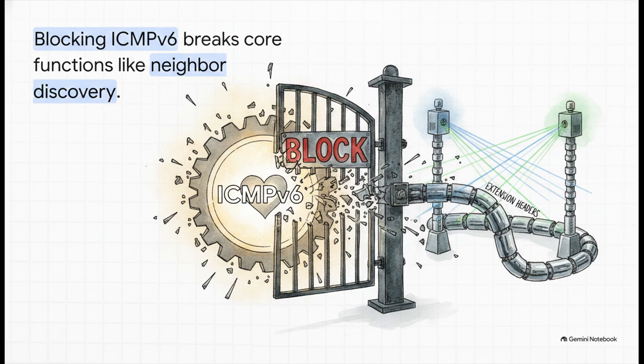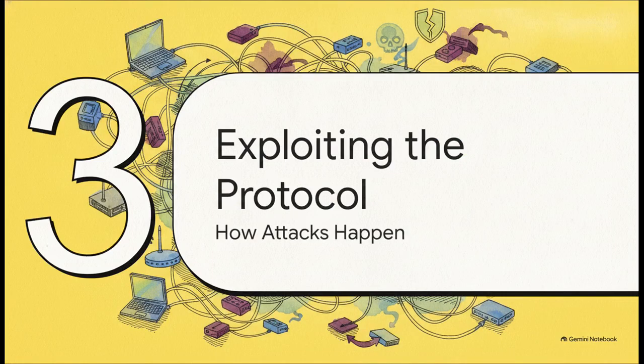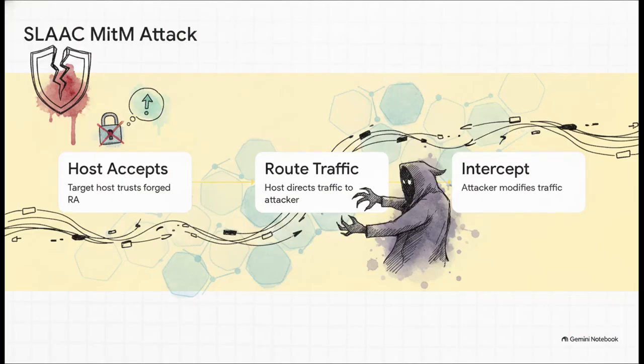And to make things even trickier, IPv6 uses these flexible extension headers. They're powerful, but attackers can actually craft malicious chains of them to completely evade your inspection engines and bypass your security controls. All right, on to Section 3, exploiting the protocol, how attacks happen. Let's see how this builds into an actual attack on the local link.